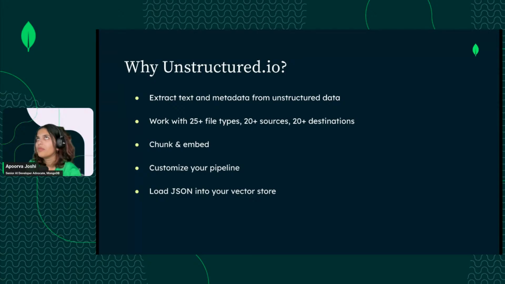So not just PDFs, they have EPUBs, CSVs, PowerPoint, and data sources like S3, Google Cloud Storage, you name it, and then destinations such as MongoDB and other databases. And finally, you can write custom pipelines to really process your data based on whatever the needs of your application are.